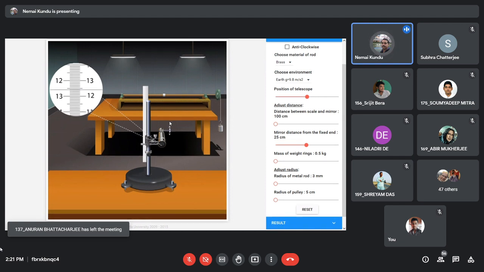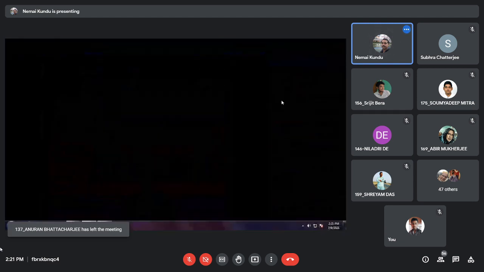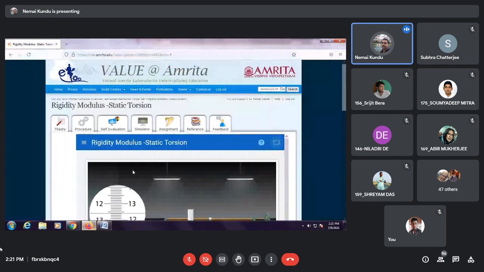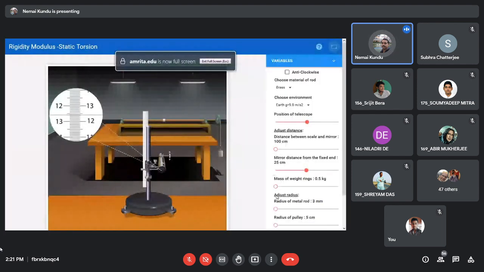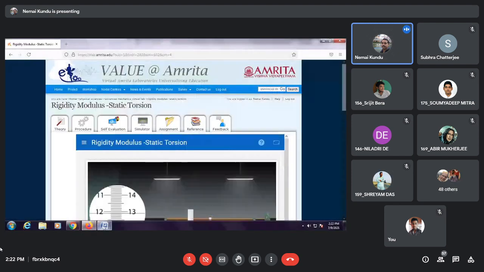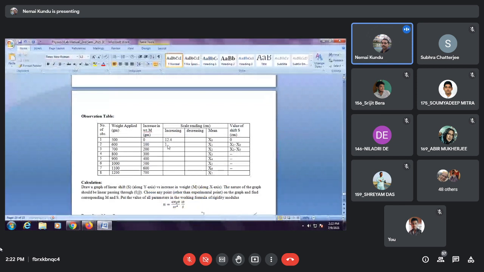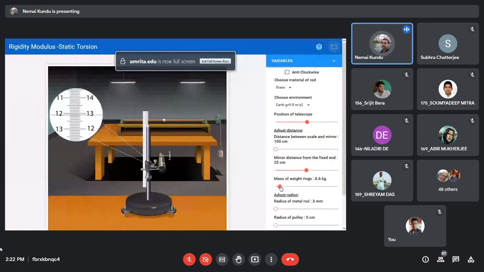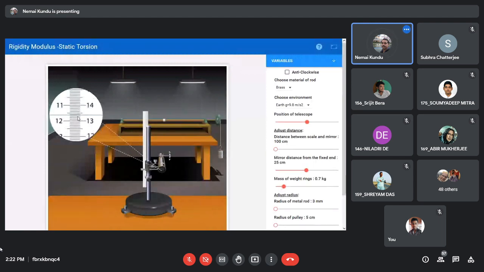We take this reading and write it in the manual here: 12.4. Similarly, for the next value, you increase the load step by step by 100 grams, so the next value will be 0.6 kg. The reading will also change. Right now it is 12.9. So we take this value and write here 12.9. For the next value, again you apply the load, it's 0.7 kg, so the reading changes again.